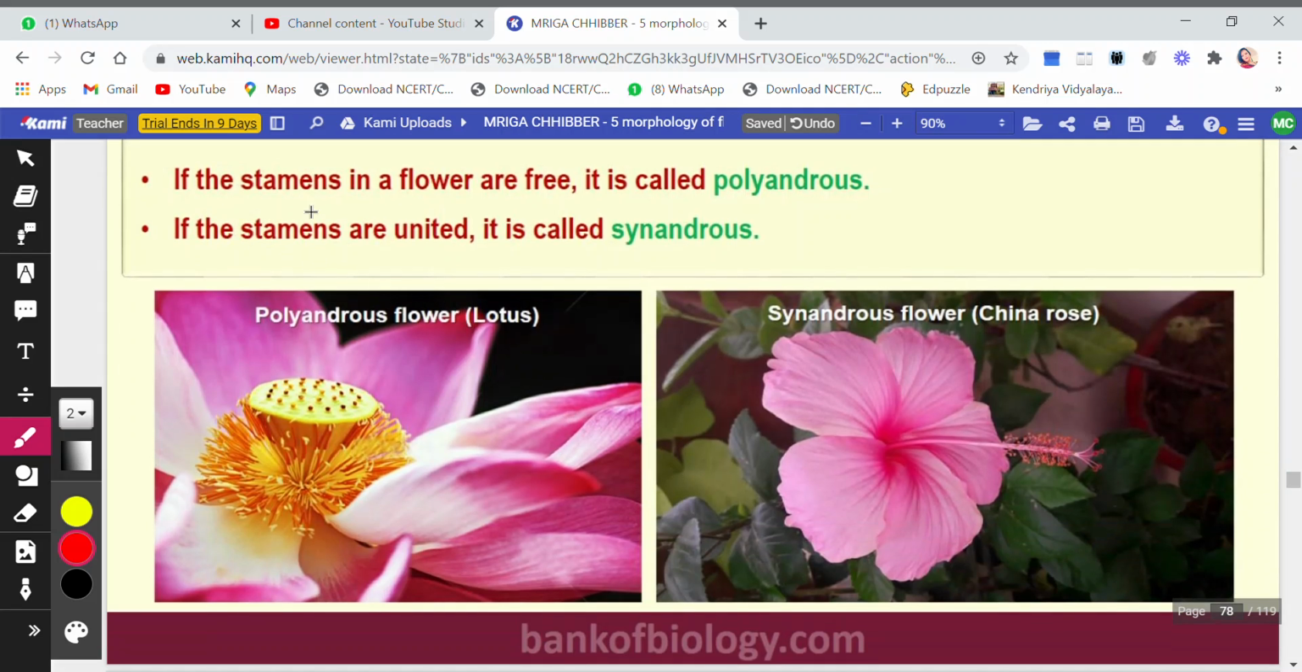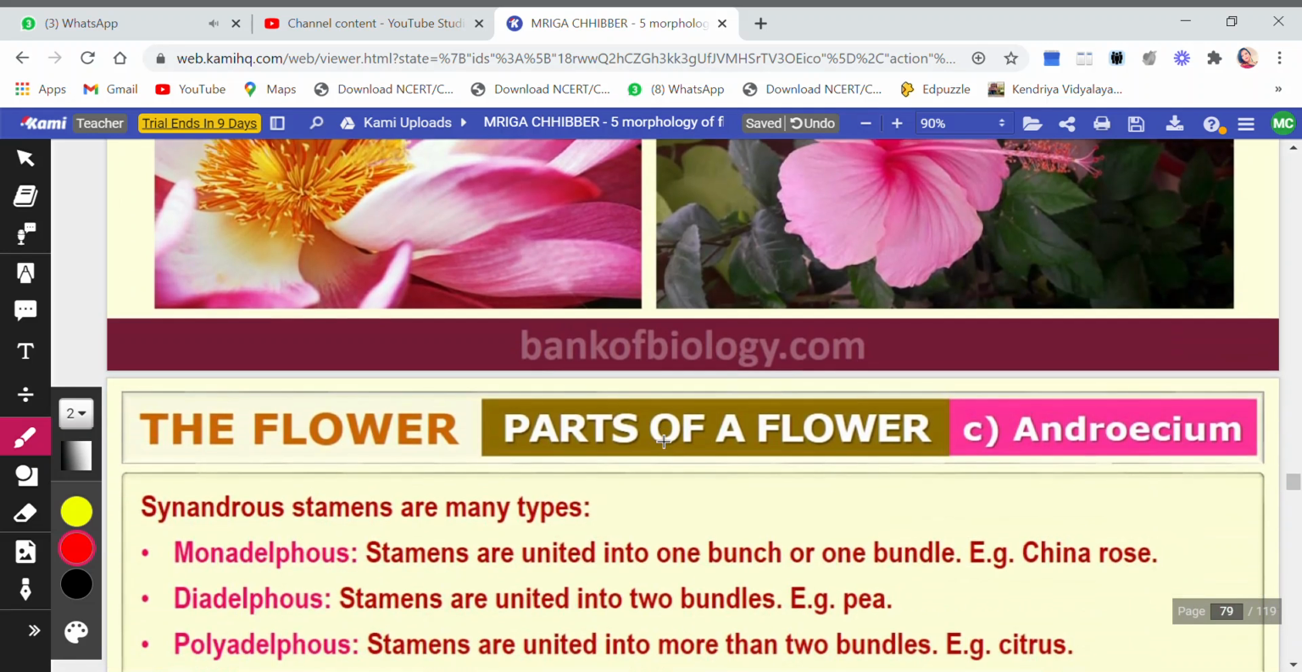Then if stamens in a flower are free, now here you can see the stamens are free. Each stamen is individually placed. Such a condition is called polyandrous. But if the stamens are united, that is, they are fused, with one stalk and all the stamens present here, this is the synandrous condition of China rose. So lotus has a polyandrous condition and China rose has a synandrous condition. These terms you must remember.